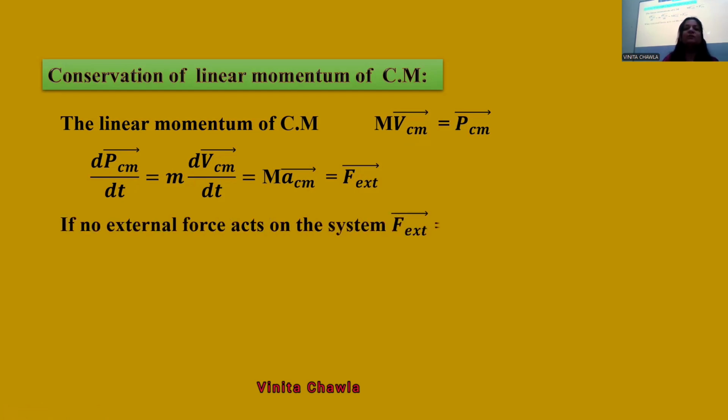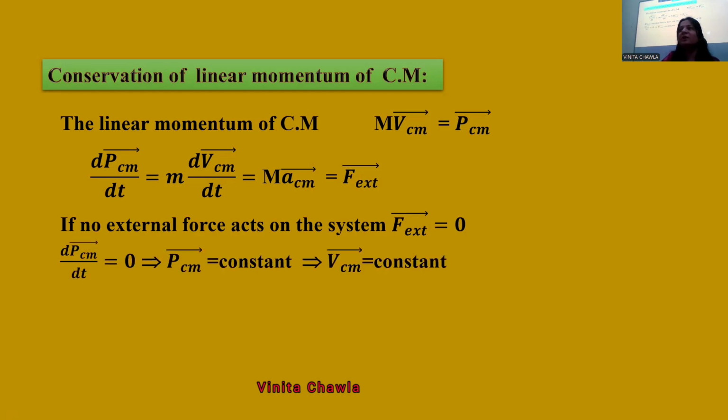So if no external force acts on the system, then F external is 0. If no external force acts on the system, what will F external become? It will become 0. dP_cm by dt is 0. Differentiation of any quantity is 0 and differentiation of a constant is 0. We know this, right? If we differentiate any constant, we get 0.